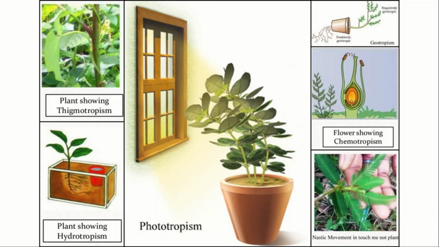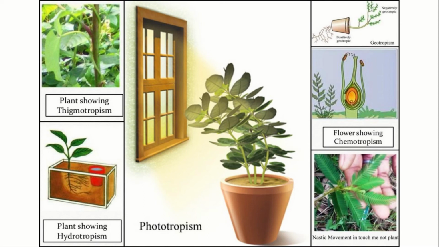So these are the photographs of all the tropisms which I explained earlier. The plant showing thigmotropism, that is growth by touch. The plant showing hydrotropism, the growth towards water. Phototropism, the plants which grow towards the light. Geotropism, the plants which grow towards the earth. Chemotropism, the plants which grow towards chemicals.